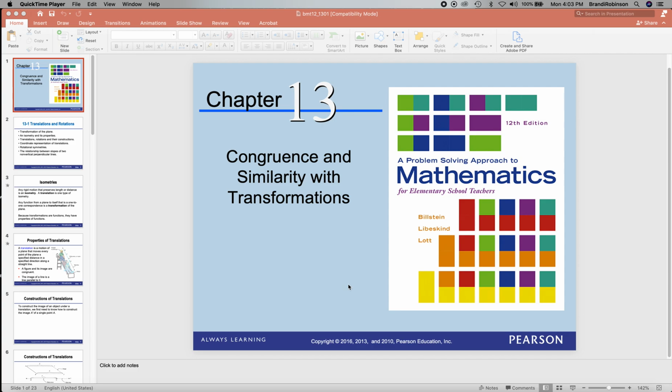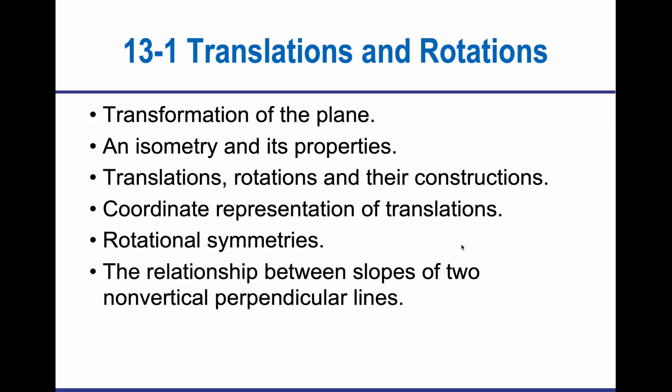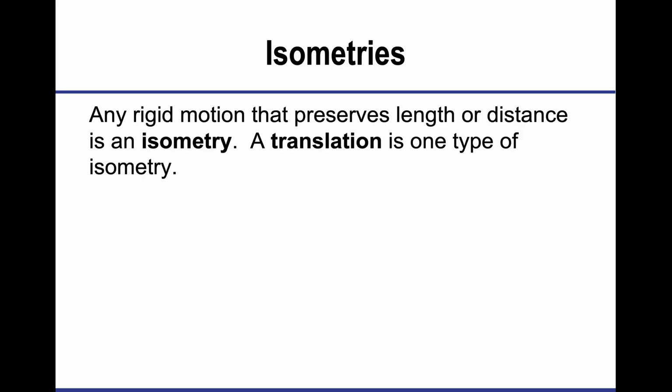We're going to take a look at congruence and similarity with transformations. So first we're going to talk about translations and rotations, which are going to be movements up, down, or to the side in the plane, and rotation being actually taking an object and rotating it around a point.